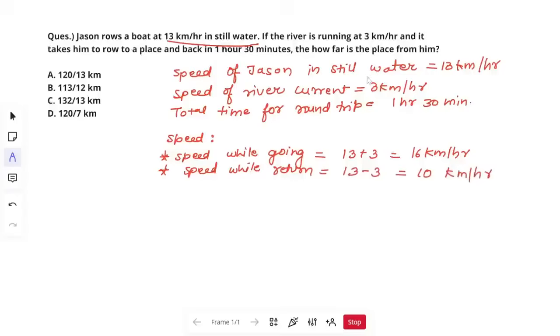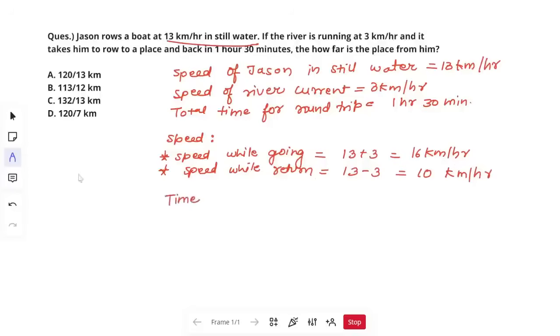So Jason's speed in still water is 13 km per hour and speed of river current is 3 km per hour. So while going it will be added and while returning it will be subtracted. So we will have these speeds. Okay. Now let us see the time calculations.